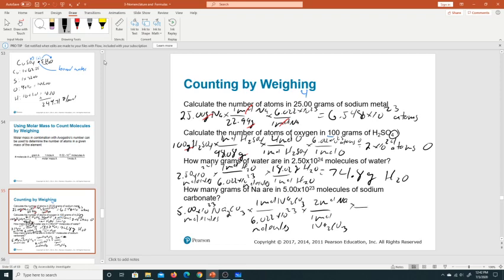So now we can finish the problem off. 1 mole of Na is 22.99 grams, and you can solve that. And round this down to 3 sig figs. So 5 times 10 to the 23rd, divide that by 6.022 times 10 to the 23rd, times 2, and then times 22.99. That gives us 38.2 grams of Na. So if you had this many molecules of sodium carbonate, that's equivalent to having 38.2 grams of sodium.